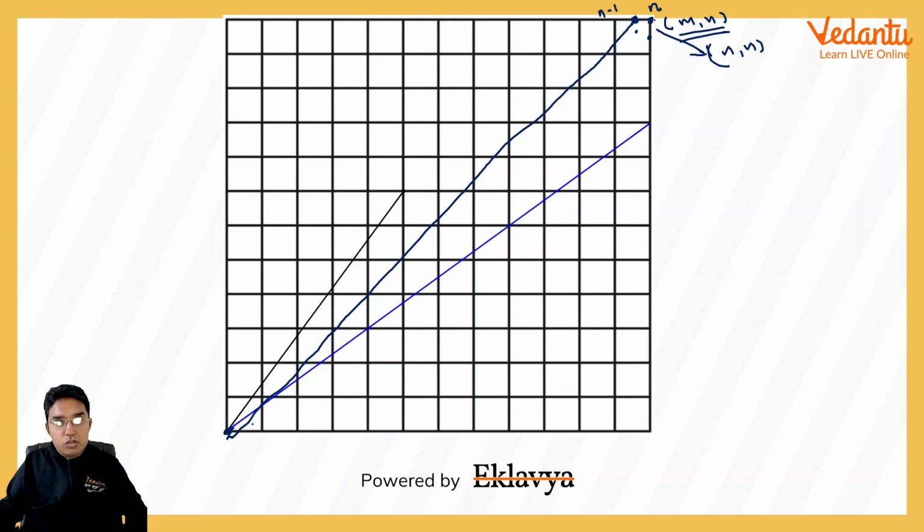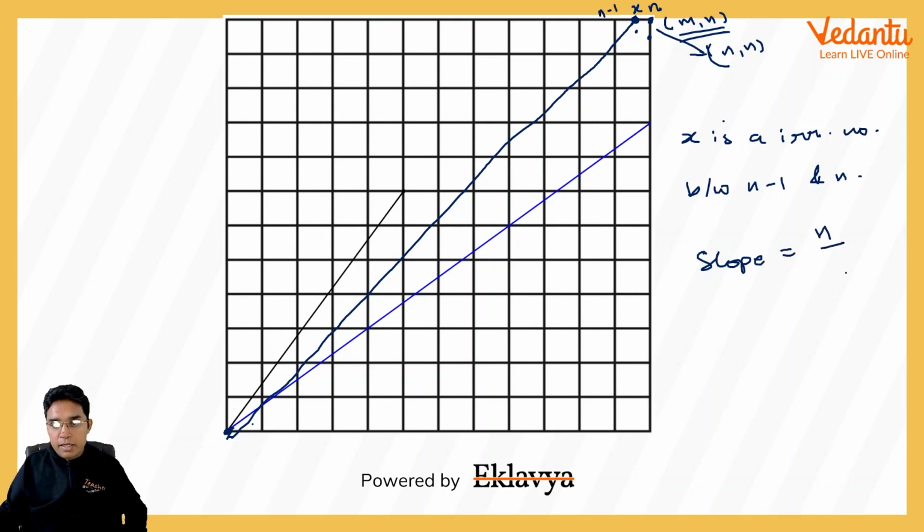So between these two, if I take this point as x, let us say, and x is an irrational number between n minus 1 and n. Why am I taking an irrational number? Because if this is irrational, this point will be actually (x, n). So the slope here would be: y coordinate is n and x coordinate is x.